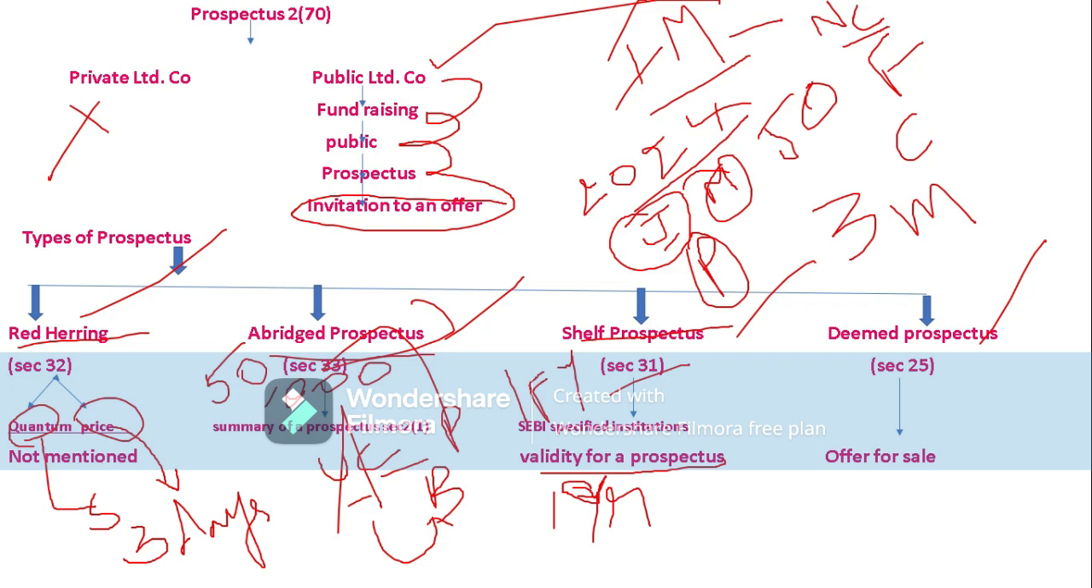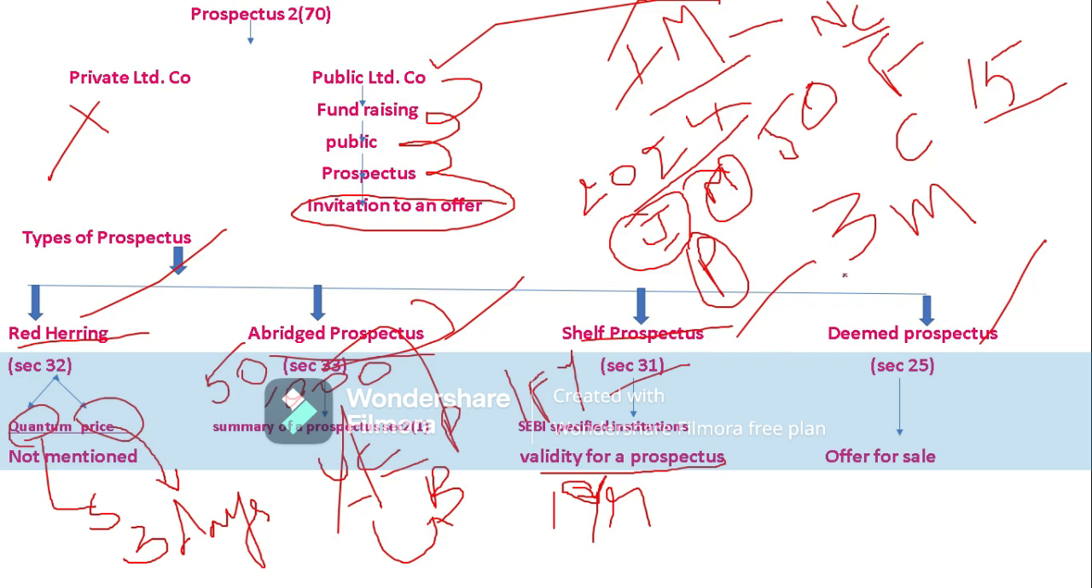Because based on such information, an investor is also given the right to withdraw their application, and they will be refunded their money within 15 days. So this information has to be given to the investor, and the investor may decide whether to continue in that company or to withdraw his application. If he withdraws the application, the money shall be refunded by the company within 15 days. So this is about the shelf prospectus.